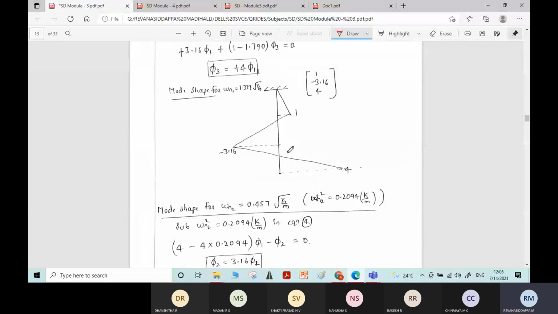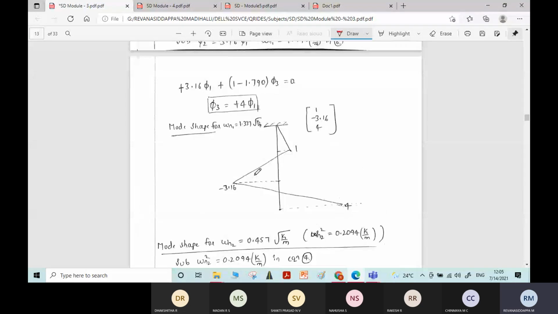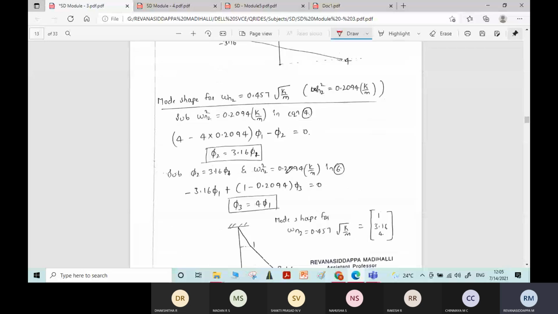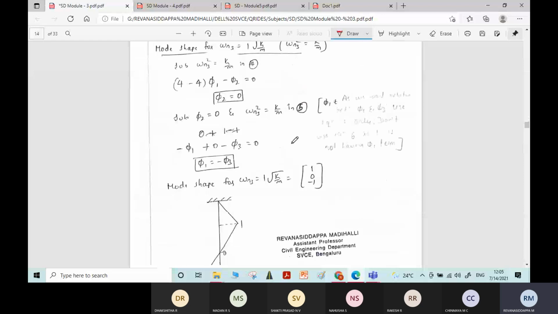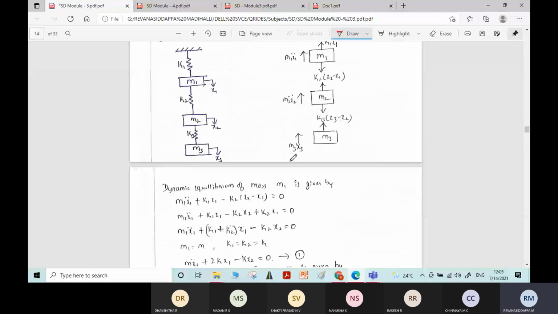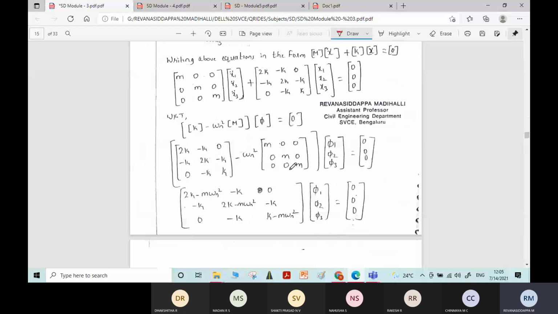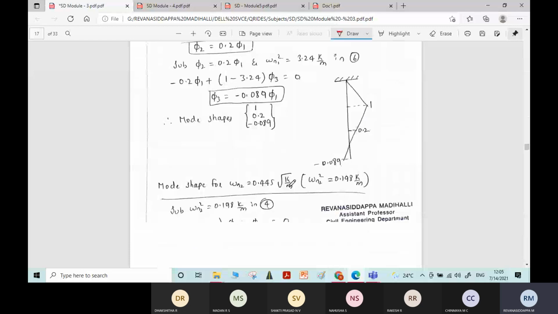Means here you can see 1, minus 3.16, 4 you got, no. For mass 2, the corresponding deflection will be minus, on the left side of the reference line, minus 3.16, and for mass 3 the corresponding deflection will be plus 4 mm, like that. Joining all together we will get the mode shape. Okay, same procedure.